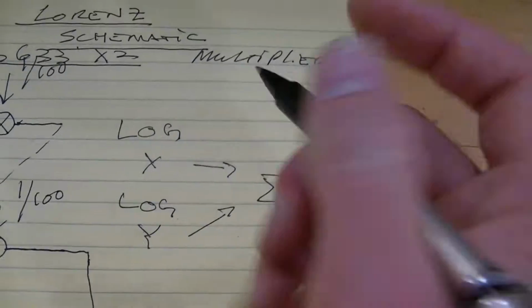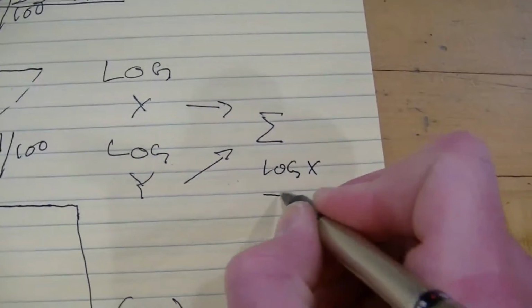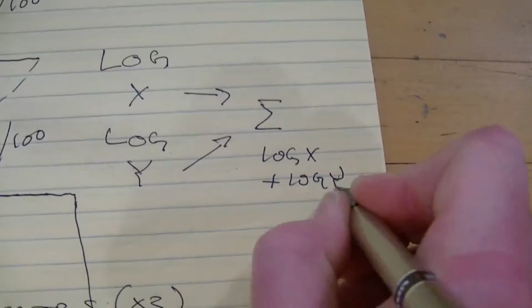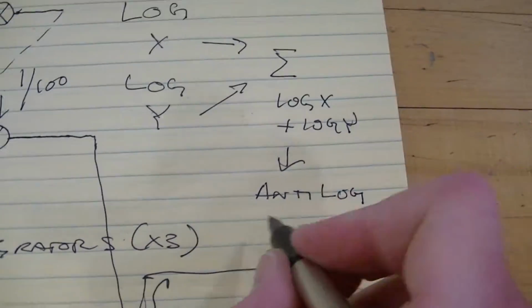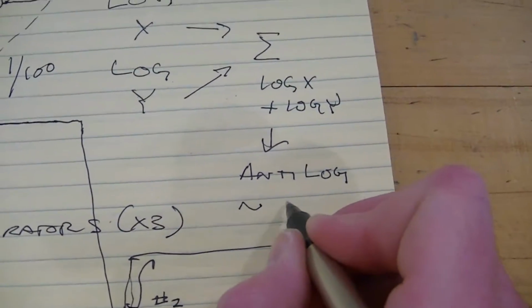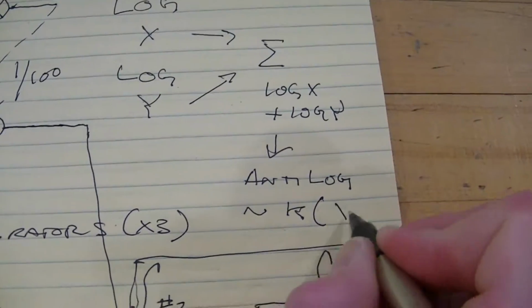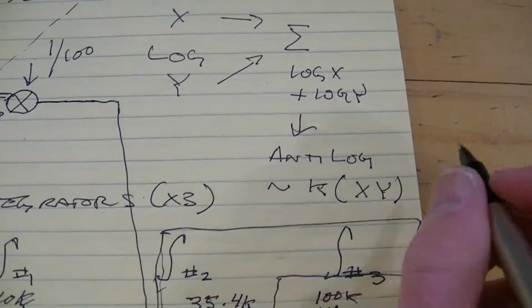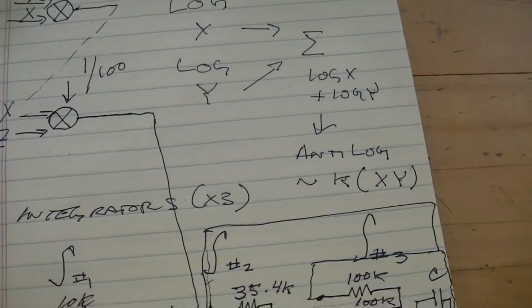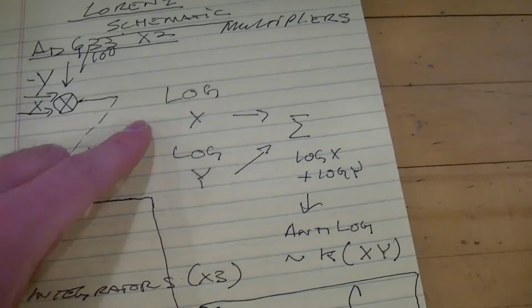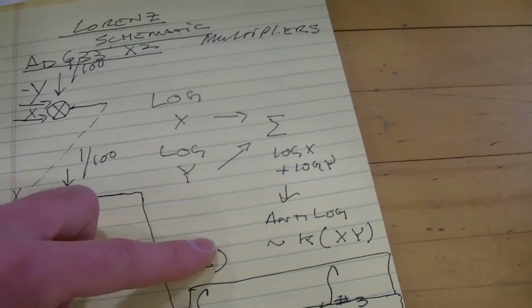What you would do is it would take the log of both, it would sum them together to get log x plus log y, and then it would take an antilog. And then the output would be proportional to a constant multiplied by, again, x, y, based on log rules. The problem is, this is actually very hard to make as a circuit. I actually did this, and if you want to watch a separate video, I can show how this works.